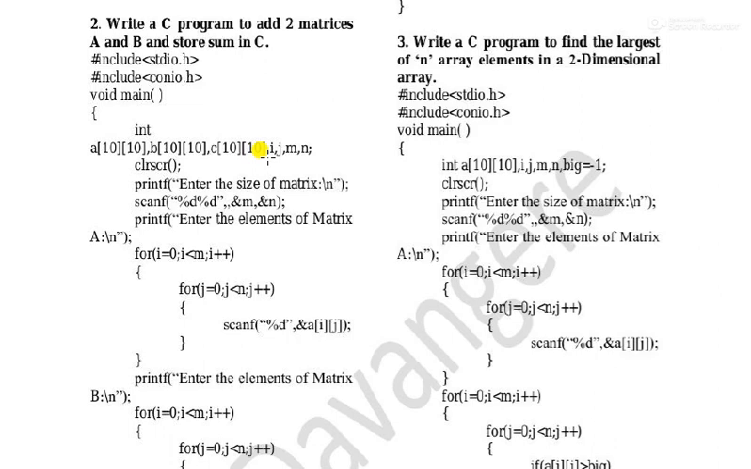Next printf enter the size of the matrix. Scanf %d %d, ampersand m, ampersand n. Printf enter the number of elements for matrix A. Now you have to enter the elements for matrix A. So for i is equal to 0, i less than m, i plus plus. For j is equal to 0, j less than n, j plus plus. Scanf %d, ampersand a[i][j]. This one will accept the input for matrix A. You can enter any values as input.